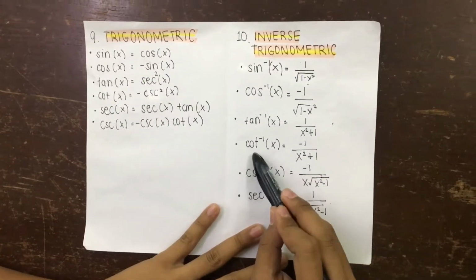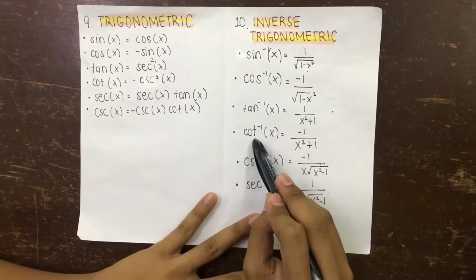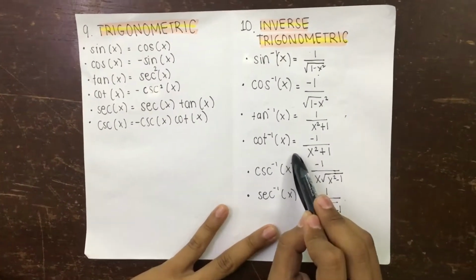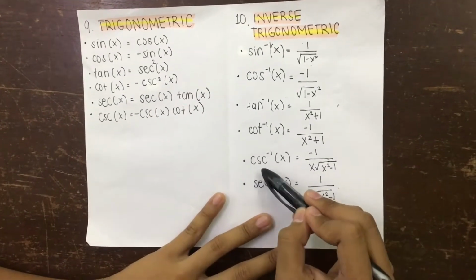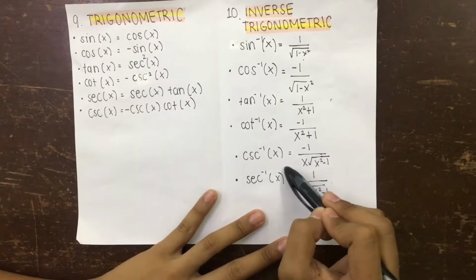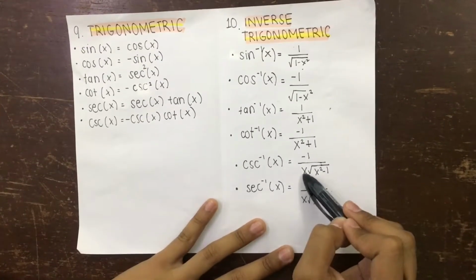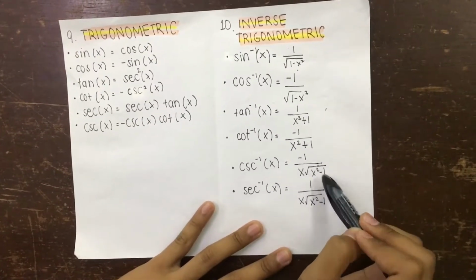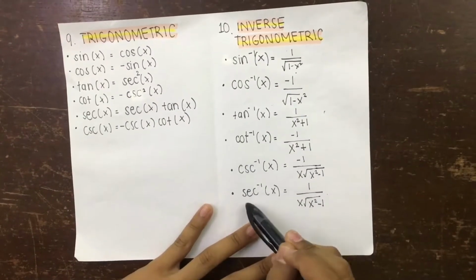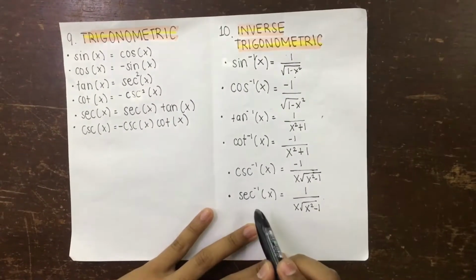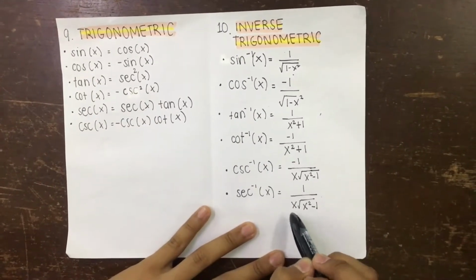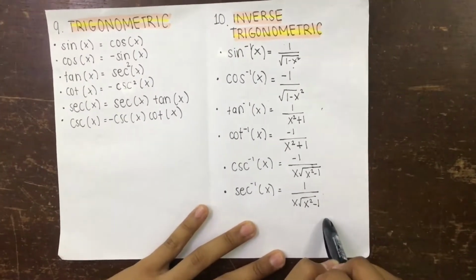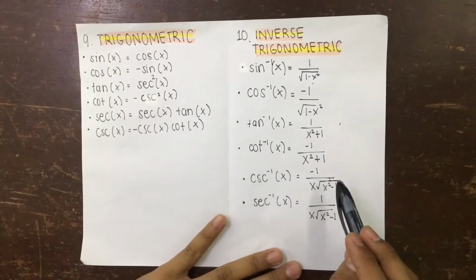The derivative of inverse of cotangent x is equal to negative 1 over x squared plus 1. The derivative of inverse of cosecant x is equal to negative 1 over x times square root of x squared minus 1. And lastly, the derivative of inverse of secant x is equal to 1 over x times square root of x squared minus 1. So we'll just have to memorize this.